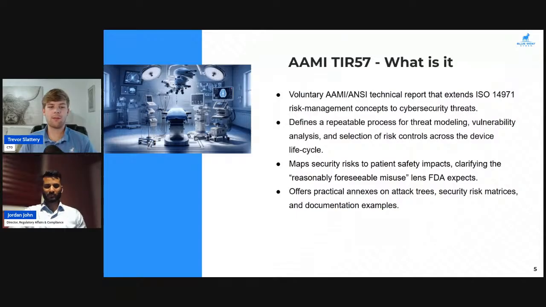We talk about in the risk assessment phase, this might have a cybersecurity impact as well as a safety impact, or it might only be one or the other. So this is also something that we're assessing during this evaluation. We're also mapping security risks to patient safety impacts, clarifying the reasonably foreseeable misuse that the FDA lens expects to see. Everything should be risk-based when we're going through the FDA submission, as opposed to saying there's a one-size-fits-all solution. This also talks about some practical vectors for attack trees, security risk matrices, and documentation examples so that we have something to start working off of when we're going through this process.